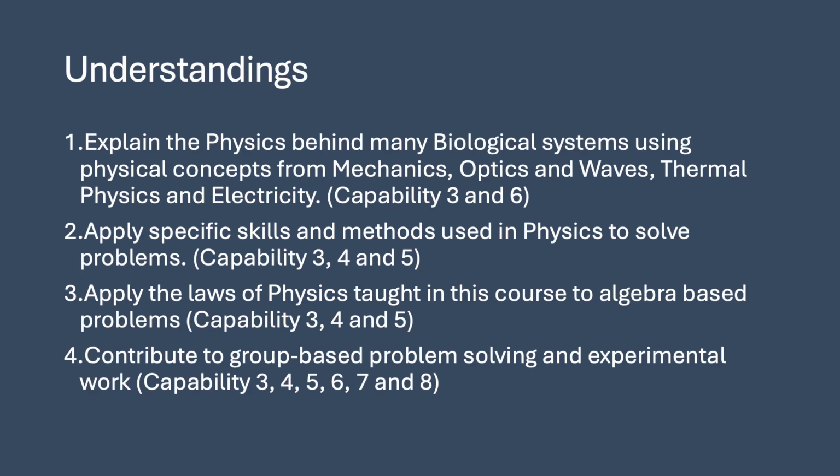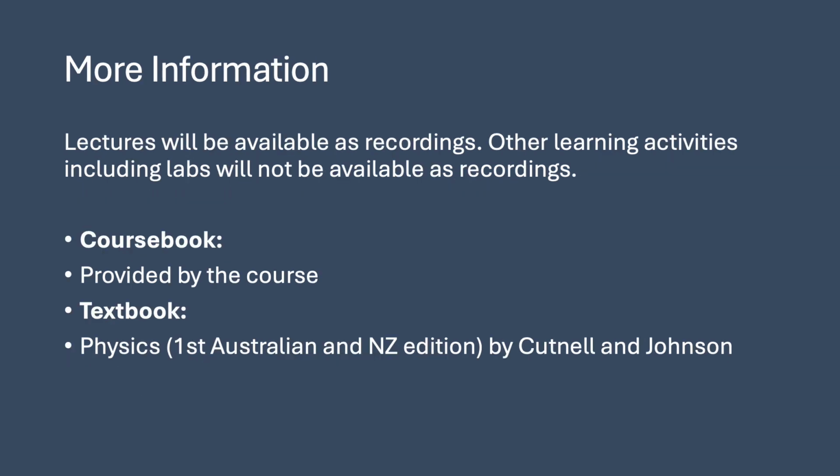In terms of the understandings, the first understanding is to explain the physics behind many biological systems using physical concepts from mechanics, optics and waves, thermal physics, and electricity. The second understanding is to apply specific skills and methods used in physics to solve problems. The third understanding is to apply the laws of physics taught in this course to algebra-based problems. And the fourth and final understanding is to contribute to group-based problem solving and experimental work.